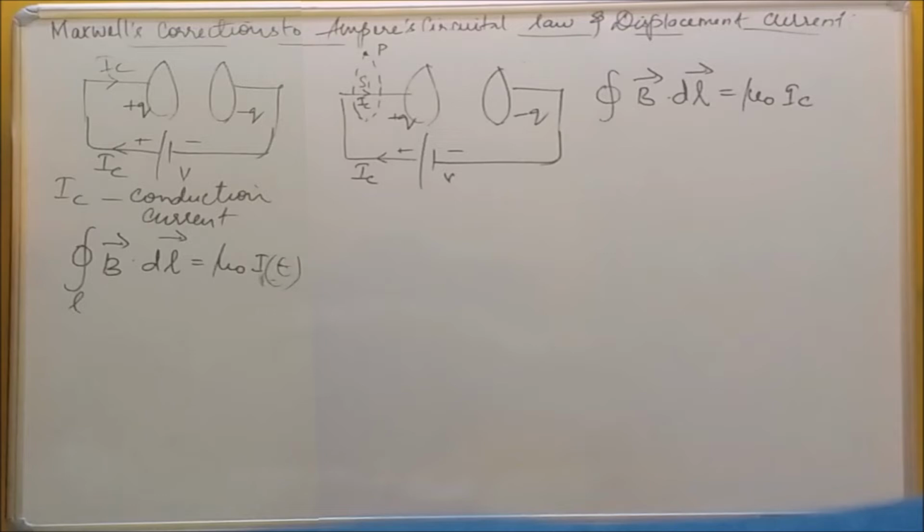By using Ampere's circuital law, the equation is the closed integral of B vector dot dl vector equals mu naught times I_C. How does I_C come here? Because once the voltage is applied, the current passes, and automatically for the surface S1, the I_C current is passing. So the equation is the closed integral of B vector dot dl vector equals mu naught times I_C.